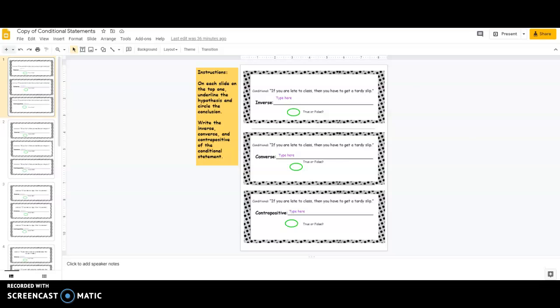All right, so one of today's assignments was to write the logical statements based on the conditional. In our instructions here, it says on each slide on the top one, underline the hypothesis and circle the conclusion. You want to write the inverse, converse, and contrapositive of the conditional statement. So what I'm going to do is zoom in on it because it's a little small and I want you to be able to see it.